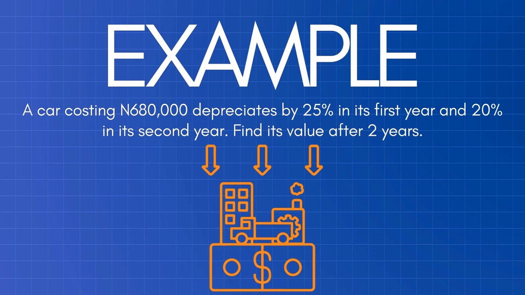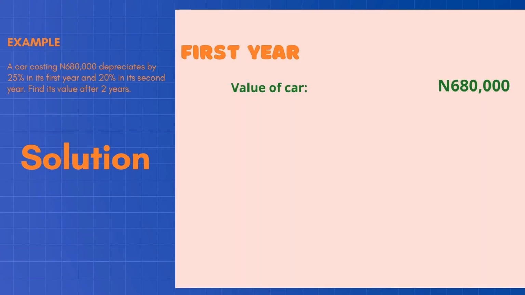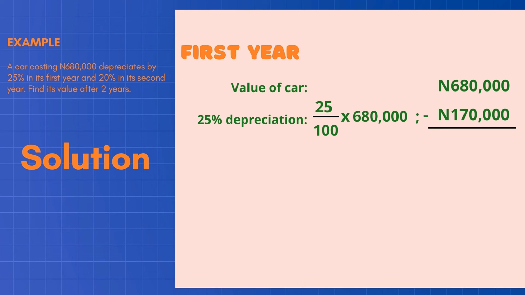A car that costs 680,000 naira depreciates by 25% in its first year and 20% in its second year. Find its value after 2 years. Now, to solve this, recall that in the first year, the value of the car is 680,000 naira. Then 25% depreciation, which is 25 over 100 times 680,000 naira. Multiplying and dividing this, we have 25% to be 170,000 naira. Then you subtract this from the value of the car.